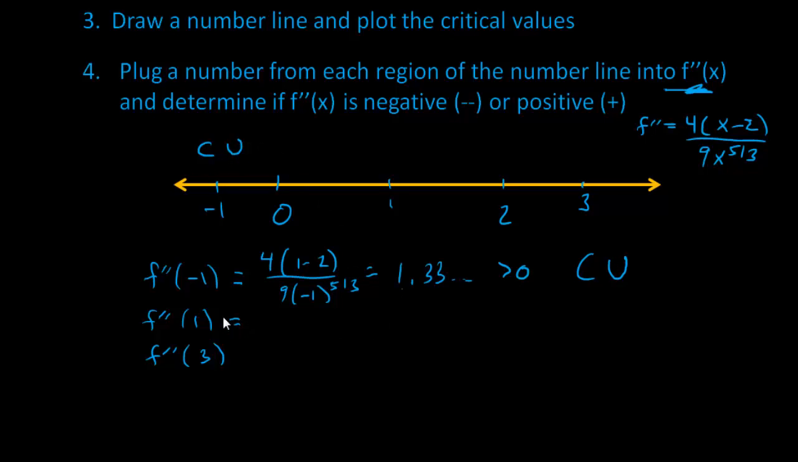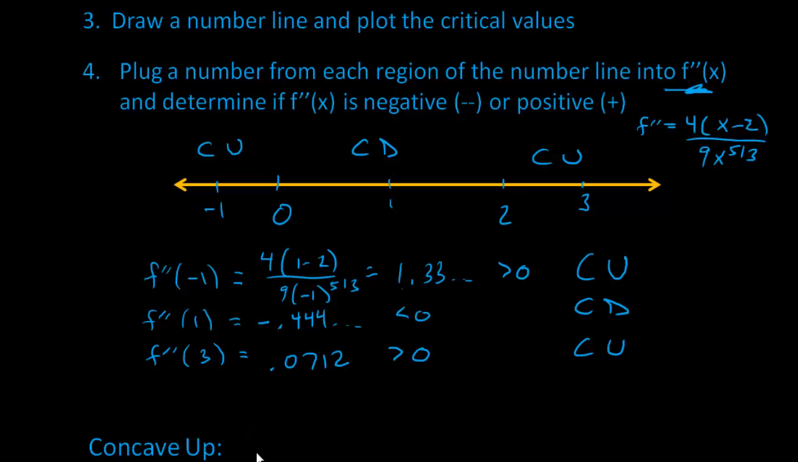Now if you plug in 1, I'm not going to write it out again, I'll just tell you what it is. You get a negative 0.444 repeating, which is negative, which means we are concave down in this region. Finally, when you plug in 3, I'm using a calculator, we get 0.0712. That is greater than 0, and so we are concave up again.